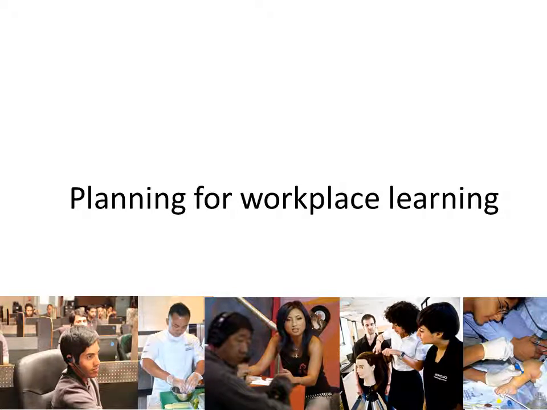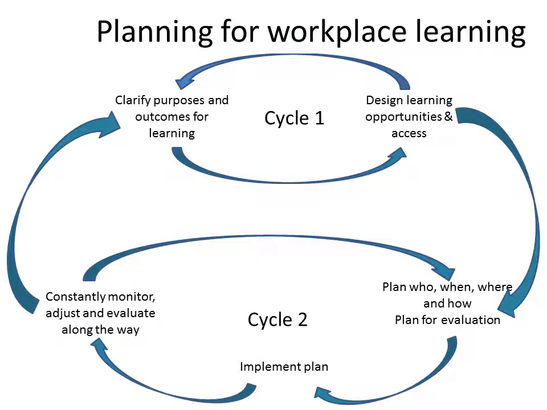In this PowerPoint, I will introduce you to a planning cycle that can be helpful when planning for workplace learning. The cycle has two cycles within it. In the first cycle, we clarify the purposes and outcomes for learning, and design learning opportunities and access to learning. So there's this iterative process, this back and forth movement between these two things as you work on it.